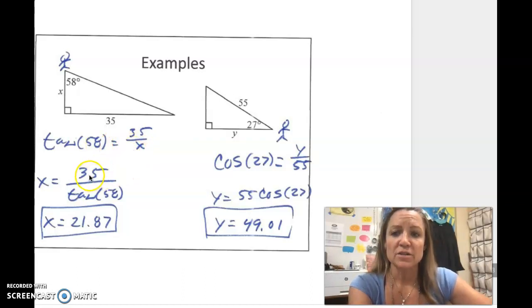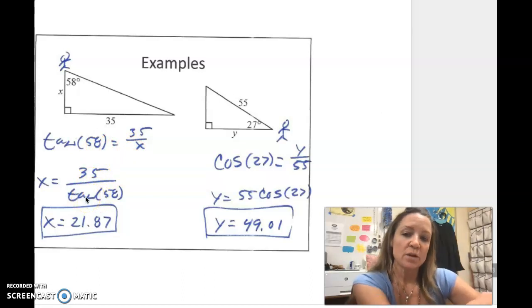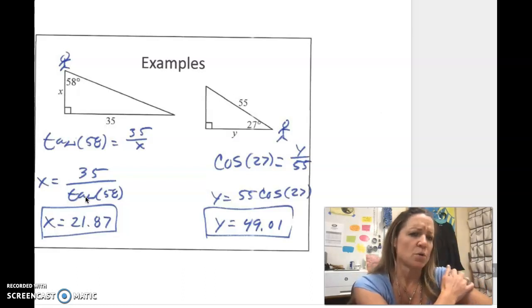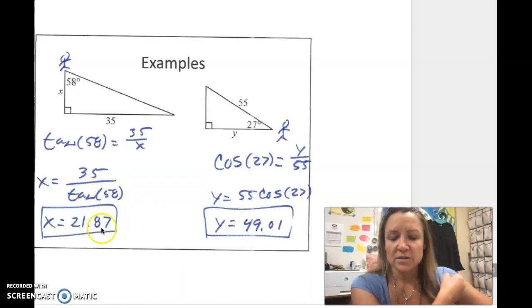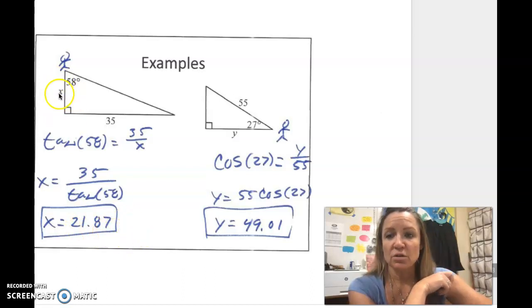solve by taking the 35 and dividing it by the tangent of 58. You want to make sure that your calculator is in degree mode. If it's in another mode, you're going to get a weird answer. And then go ahead and round to 2 decimal places and you'll get 21.87 units. So this side over here, 21.87, yeah, that makes sense.